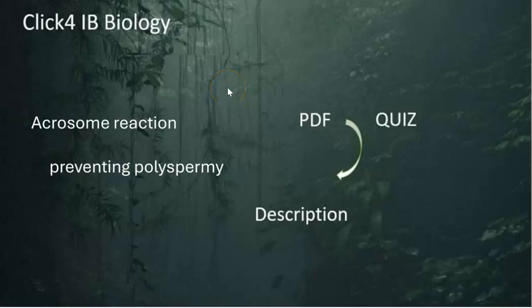We're studying topic D3.1, reproduction, and in this particular video I'm going to be looking at the acrosome reaction, which is the mechanism that prevents polyspermy, that is the fertilization of the egg by many sperm cells. So this is prevented, only one sperm cell is allowed to fertilize.